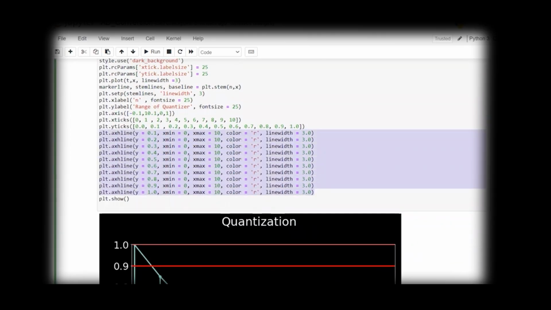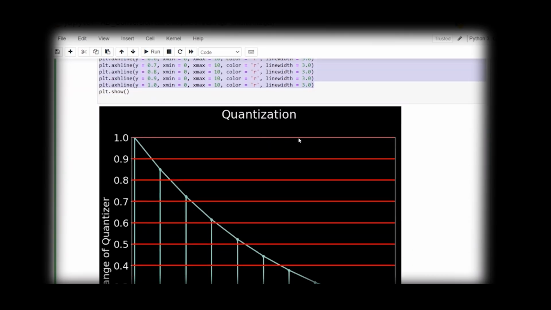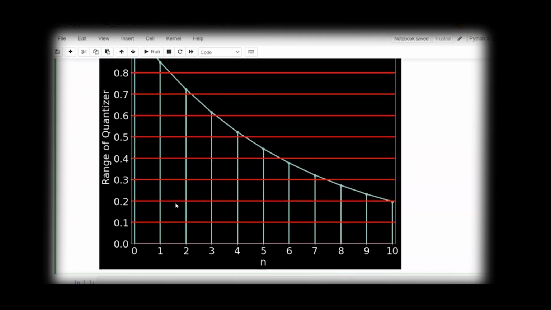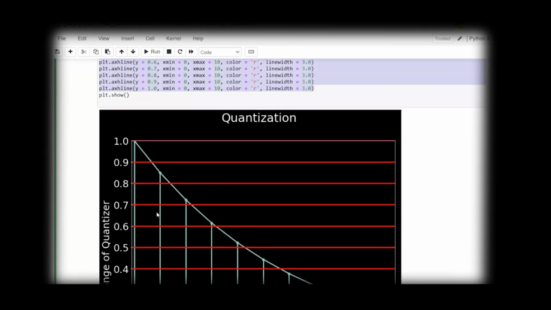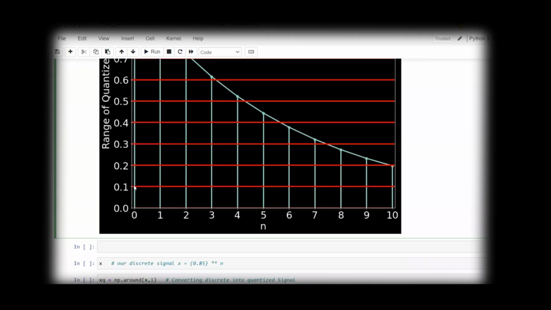These lines mean that in the quantized signal, only the amplitude values that fall on or near these levels are accepted. For example, if the amplitude of a discrete signal is between 0.8 and 0.9, it will be rounded to either 0.8 or 0.9 depending on which is closer. Similarly, if a sample has a value between 0.7 and 0.8, it will be rounded to 0.7. Now, let's look at the code that generated these results.